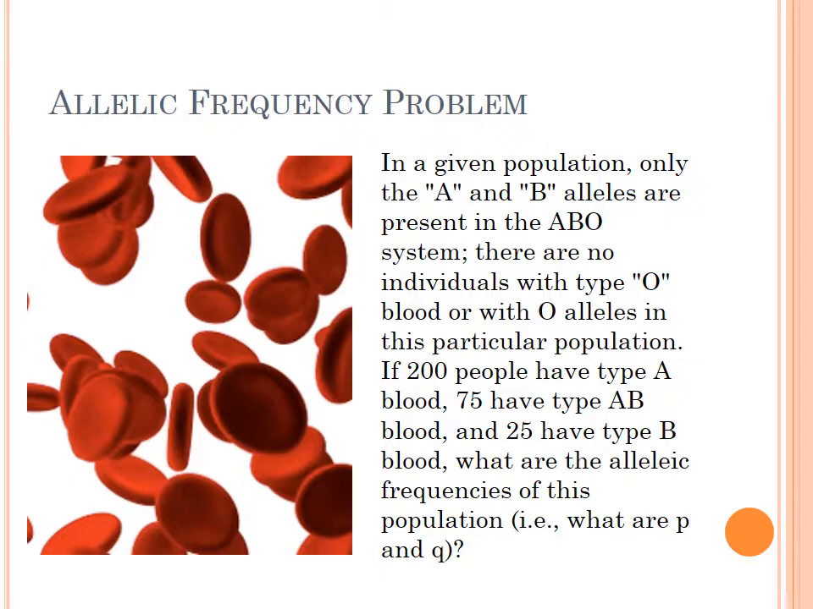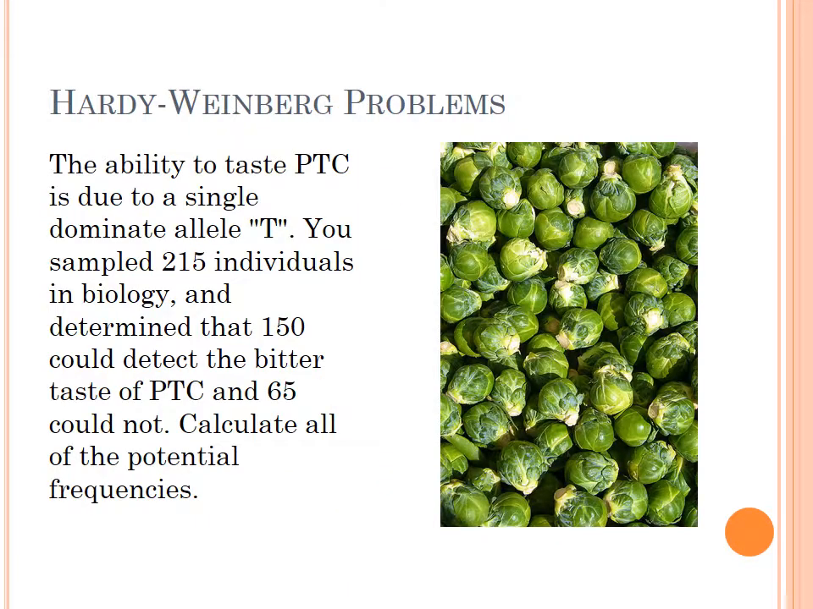Moving on. Again, basic Hardy-Weinberg problem. Here we've got PTC tasting. Now, I know some of you guys remember distinctly the PTC taste. It's not good. PTC tasting is due to a single dominant allele, T. Big T means you're a taster. You sampled 215 individuals in biology and determined that 150 can detect it. So 150 of them can taste, that is, they have the big T allele. 65 cannot taste. They do not have the big T allele. Calculate all the potential frequencies. Tell me all about p and q and the homozygous dominant and the heterozygous. What are the frequencies?